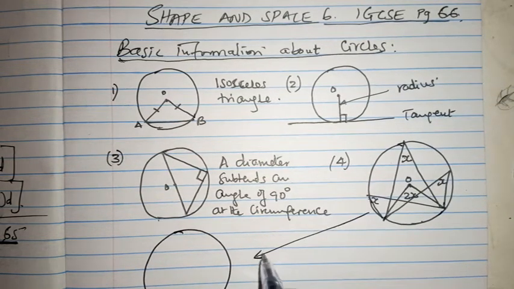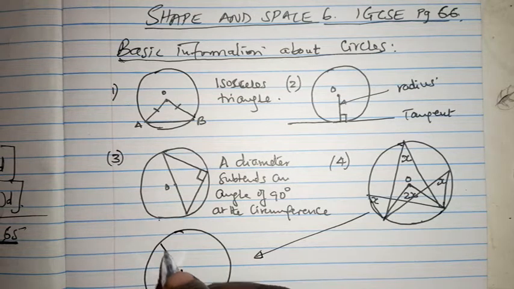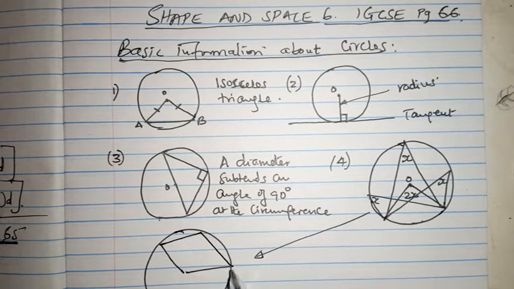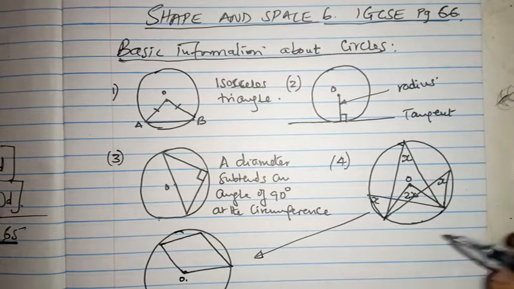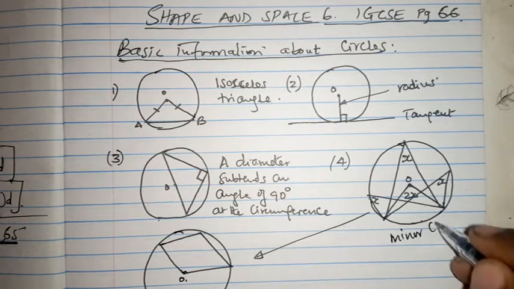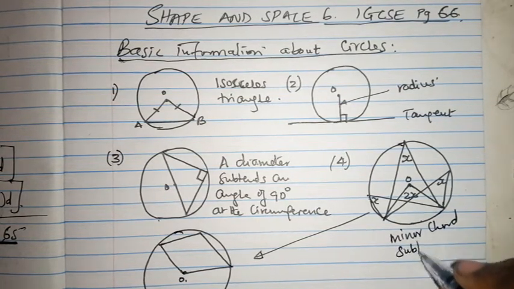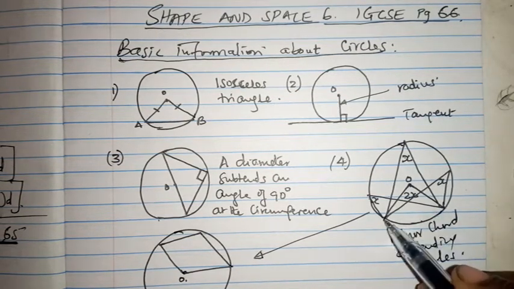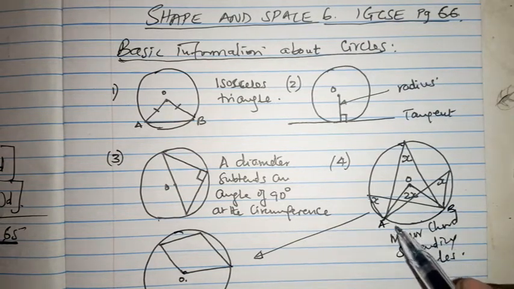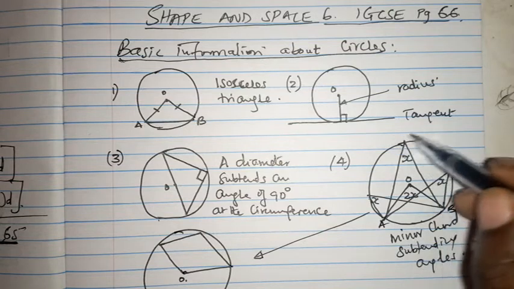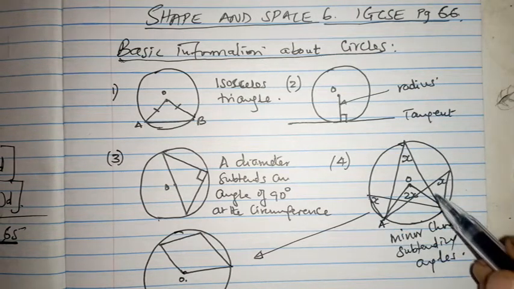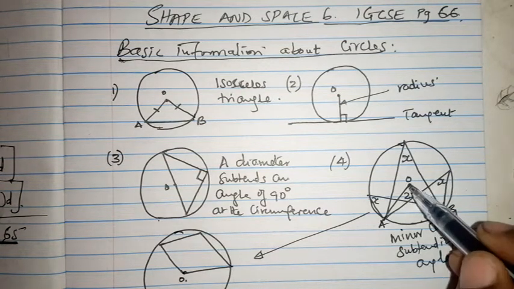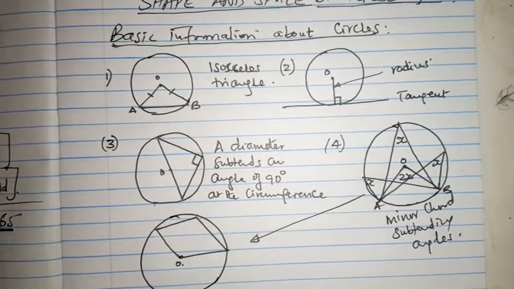I want to extend this knowledge to when the chord subtends an angle of y, when this is the minor chord subtending angles. When you're talking about the minor chord from A to B, we are talking about the minor chord. You can see the major chord. So this minor chord subtends an angle of x on the circumference. The same minor chord subtends an angle of 2x at the center of the circle.